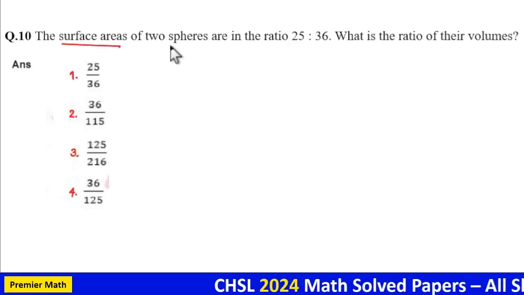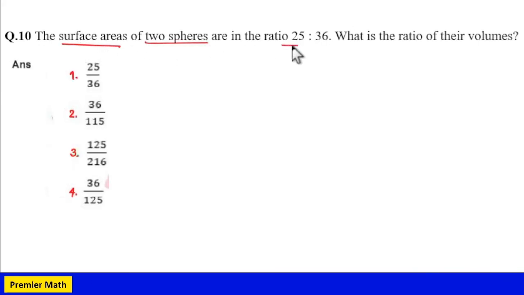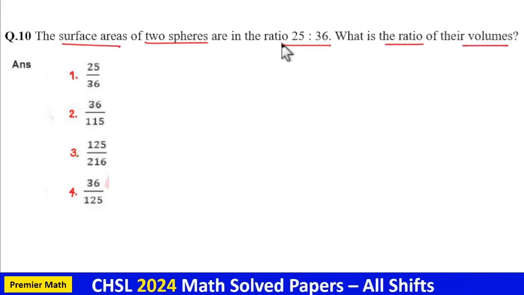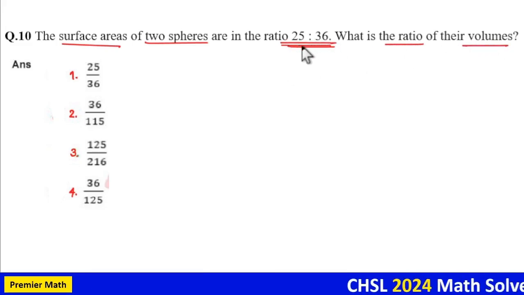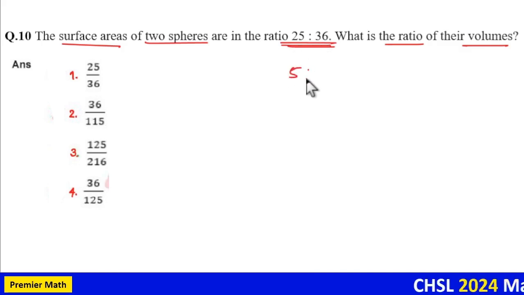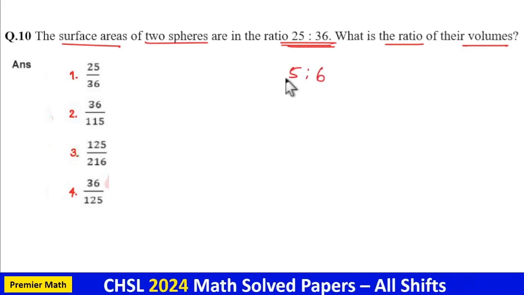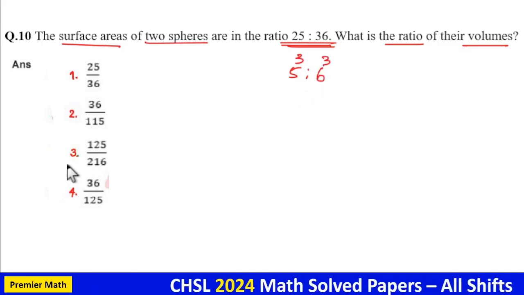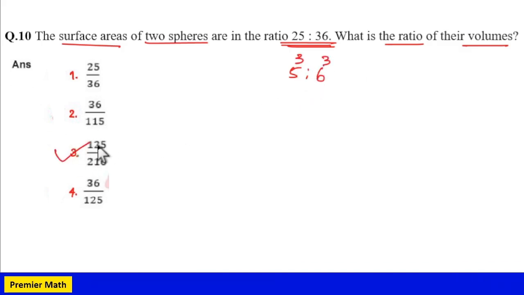The surface area of two spheres are in the ratio 25:36. What is the ratio of their volumes? If this is surface area, this is R1 square is to R2 square, which means R1 is 5 and R2 is 6. Then their volume is in the ratio 5 cube is to 6 cube. That is option 3 is your answer.